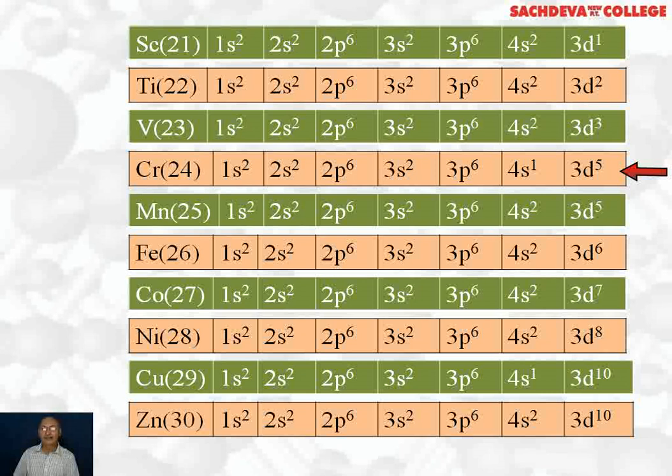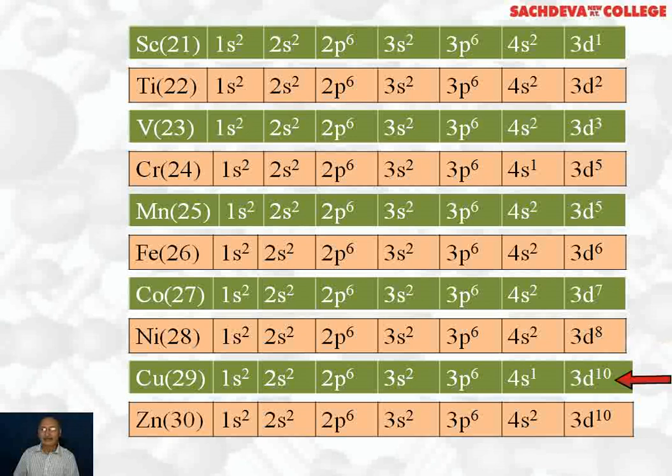The reason I have already discussed: half-filled orbitals are more stable. So 4s1 and 3d5 both are half-filled and they are more stable because they have minimum repulsion. Now manganese 25 will have 4s2 3d5. Here first we have completed the 4s orbital and then 3d5 remains as it is. Here both are stable. 4s2 is completely filled, 3d5 is half filled. Iron 26 will have 4s2 3d6. Cobalt 27 4s2 3d7. Nickel 28 4s2 3d8.